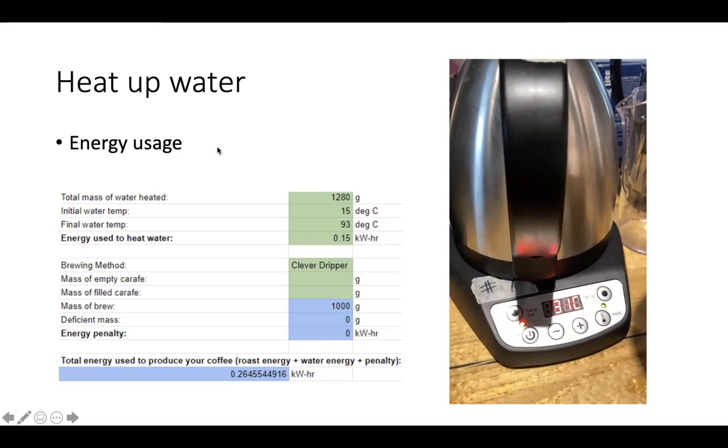And then here, the chart on the left is the energy usage breakdown during water heat up. And when it comes to 1,000 grams of water total, it cost about 0.2645 kilowatt hour of energy.